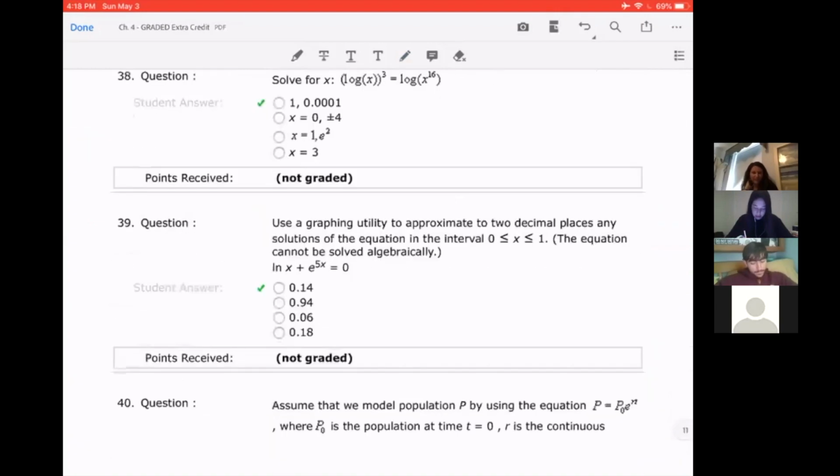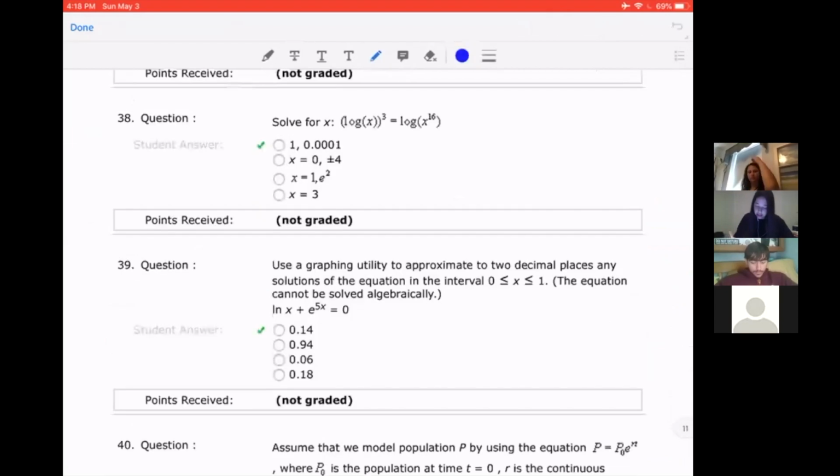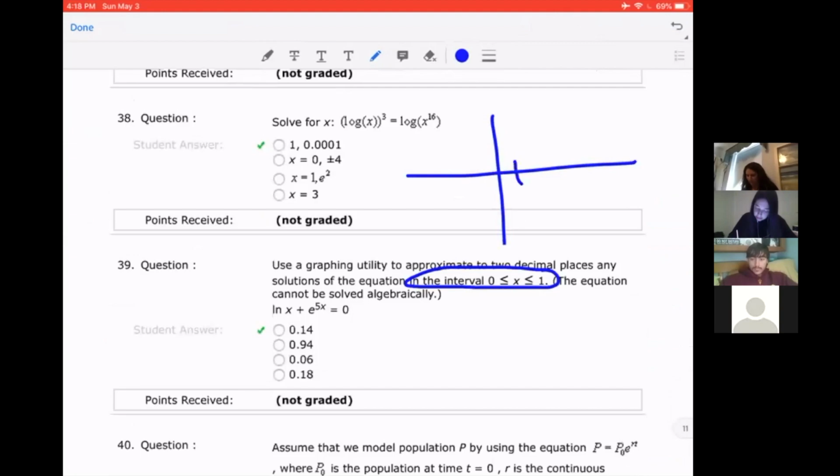All right, number 39. Use a graphing utility to approximate to 2 decimal places any solutions of the equations. Don't let the interval throw you off. They're just saying our solutions are going to be where they intersect, and basically from 0 to 1, we just want to see if they intersect in that little space, starting at x is 0, ending at x is 1. So let me graph it first on my calculator to see what it looks like before I get into all this crazy stuff.